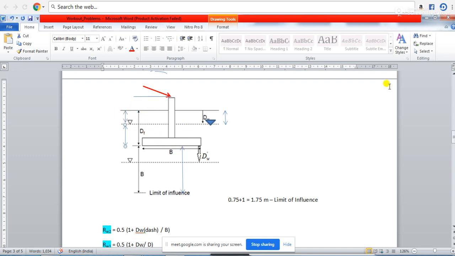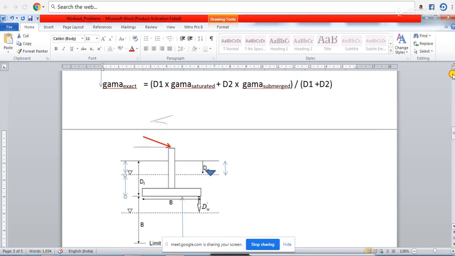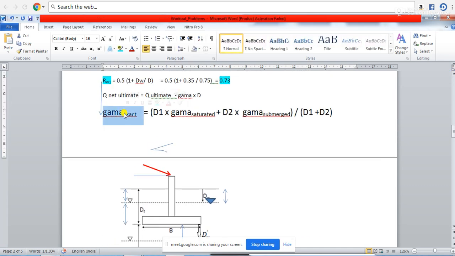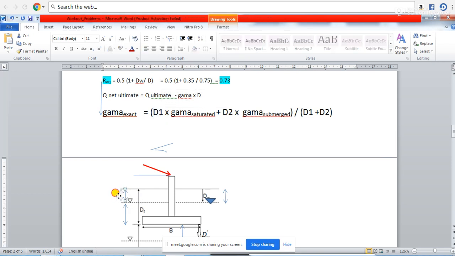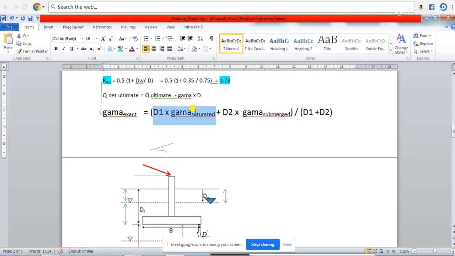So we have noticed gamma exact in that way. Up to D1 depth, the soil will be in a saturated condition, and up to this depth, the soil will be under submerged condition. So what you will do is multiply D1 into gamma saturated, multiply D2 into gamma submerged, and divide by D1 plus D2.